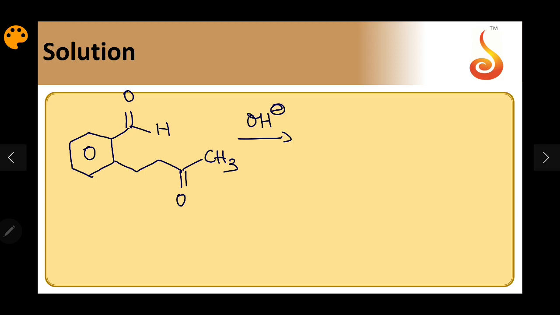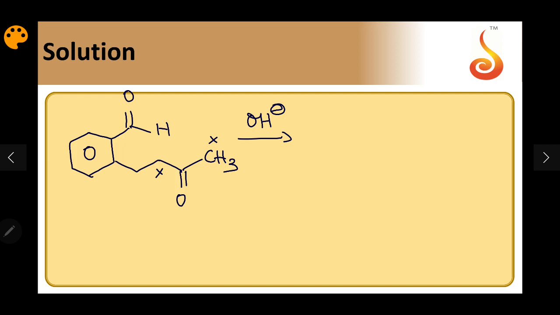The requirement for aldol is the presence of alpha hydrogen in the molecule. The molecule contains alpha hydrogen at two positions, one here and one here. Since there is a benzaldehyde and also one more carbonyl group, it is an intramolecular aldol condensation.